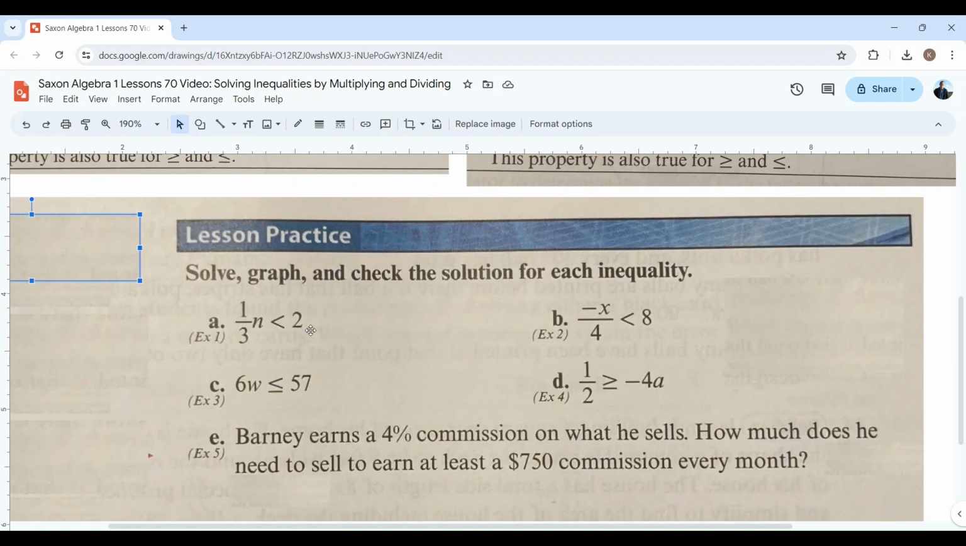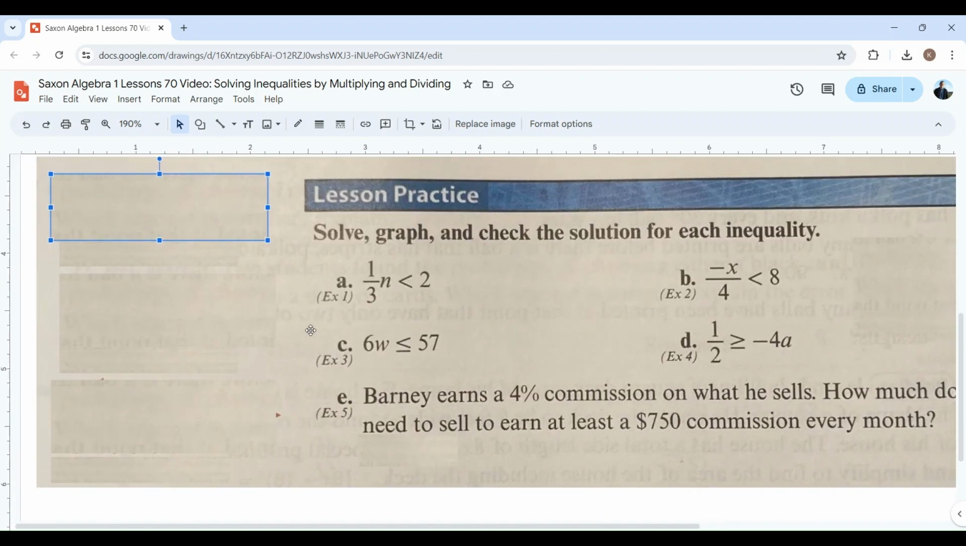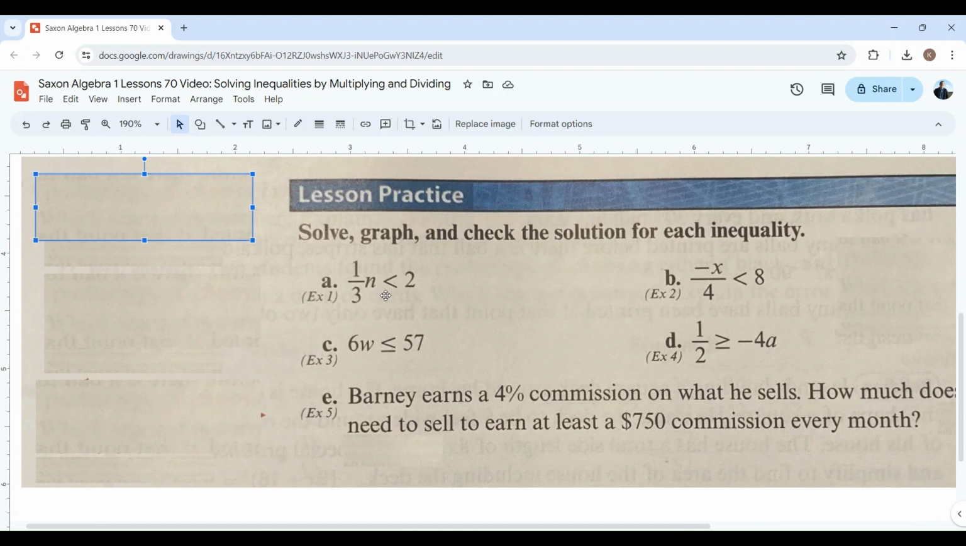All right, let's do some practice problems and see how this works out. 1/3 n is less than 2. I need to get n on a side by itself. I know that I need to multiply by the inverse of 1/3 to get 1/3 off of this side. I'm going to multiply by 3. Can't just multiply one side by 3, though. I have to multiply both sides by 3 to keep this inequality the same.